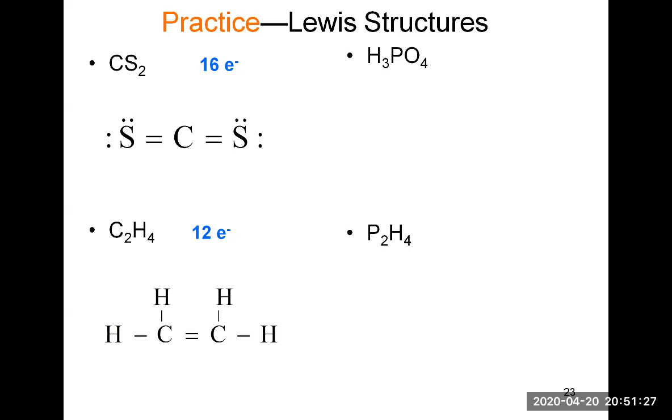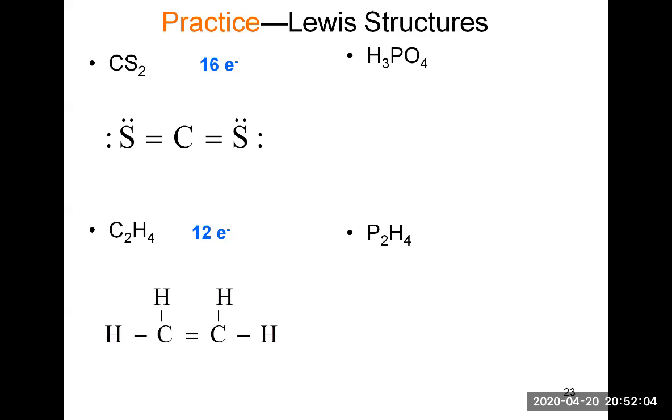Then H3PO4. So for this structure, what you have to know is that the phosphorus would be the central atom. Then you would surround the phosphorus by the 4 oxygens. And then you would give the hydrogens to 3 oxygens. So each hydrogen would be bonded to a different oxygen. And so you would have 3 oxygens bonded to hydrogen and 1 oxygen by itself.